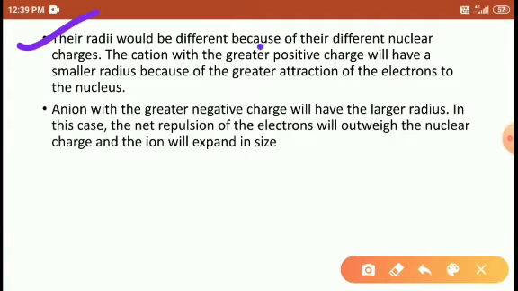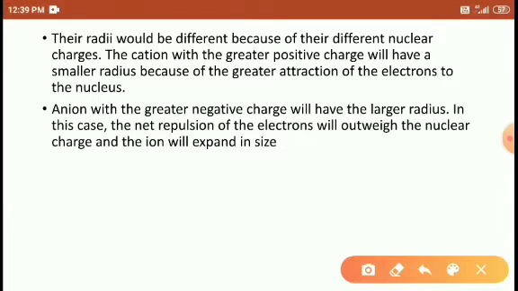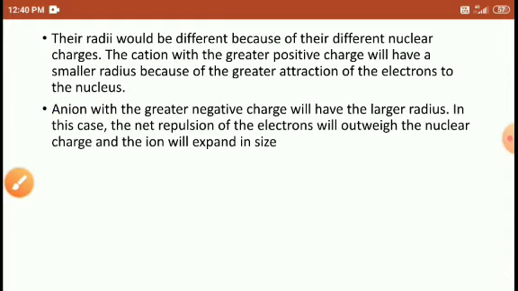The radii would be different because of the different nuclear charge. Whatever these species are, their radii are different here. The radii must be different. Why? Because the nuclear charge is different. Every species has a different number of protons. Due to the different number of protons, there is different nuclear attraction. That's why they have different nuclear charge and different ionic size. A cation with greater positive charge has a small radius, because of greater attraction of the electrons to the nucleus.